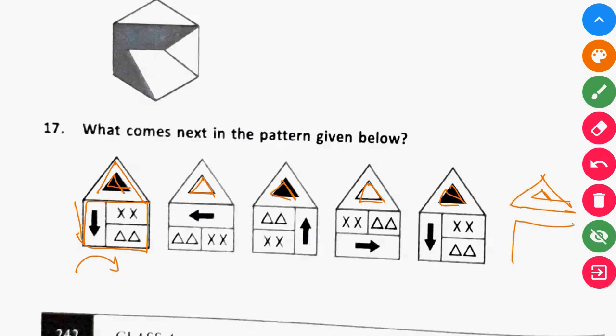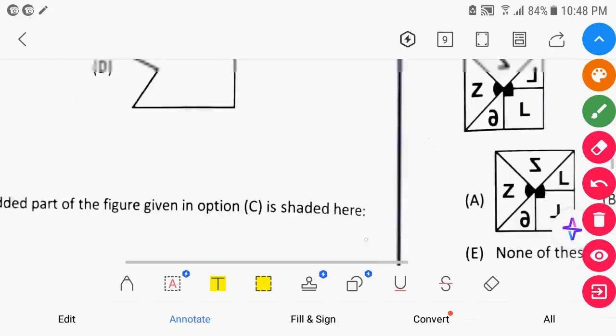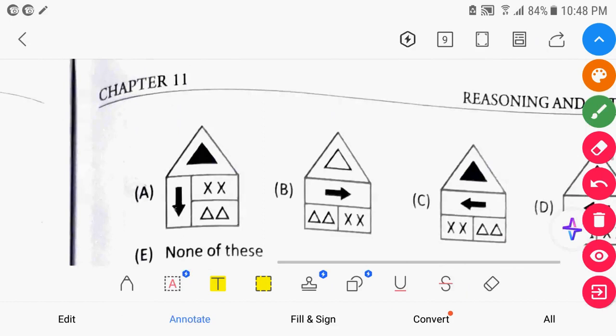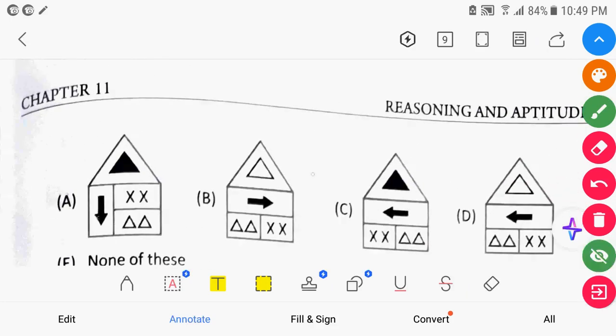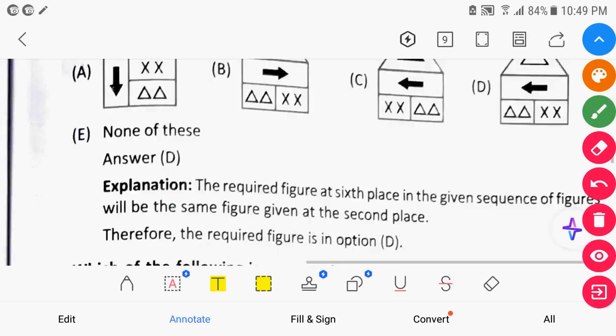Now just move this figure clockwise. XX will be here, triangle will be here and arrow is facing left. Now check where is your answer. Non-shaded, so B and D, in between B and D, one of which is our answer. Now arrow is facing towards left as we discussed. So answer D is the correct answer.